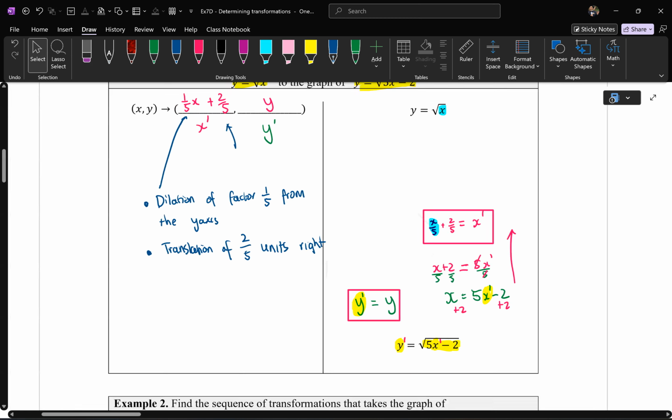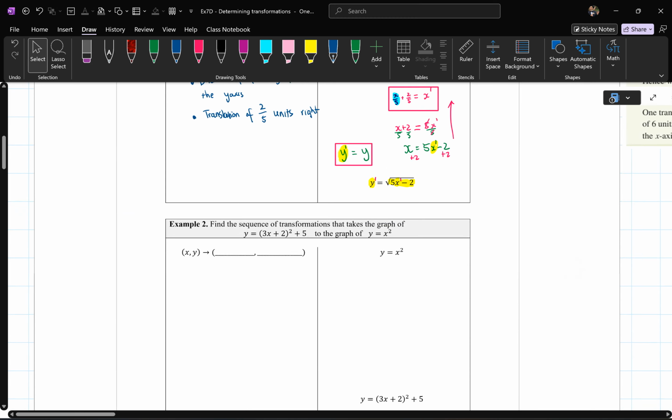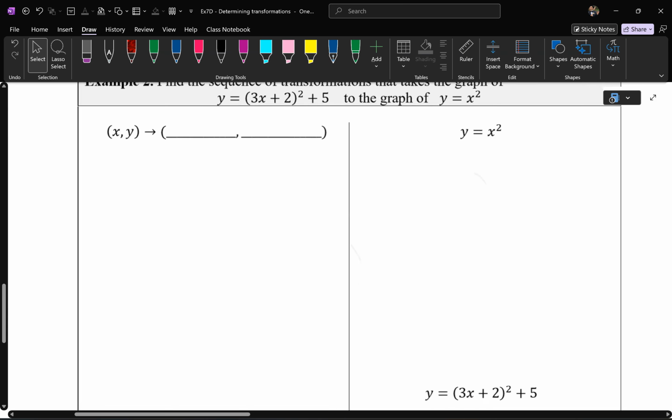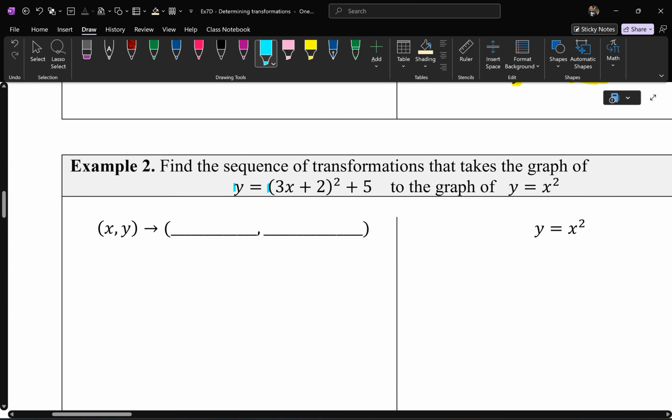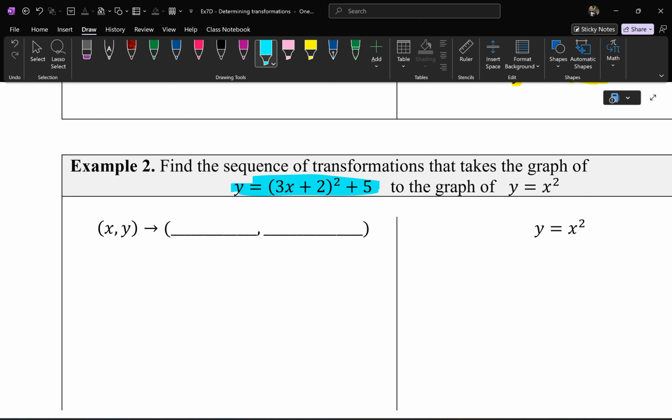I'll do one more. Let's go to the bottom. Example 2. Let's have a look. So again, same thing. I'm taking this graph. So this is my original graph, and I'm moving it to y equals x squared.